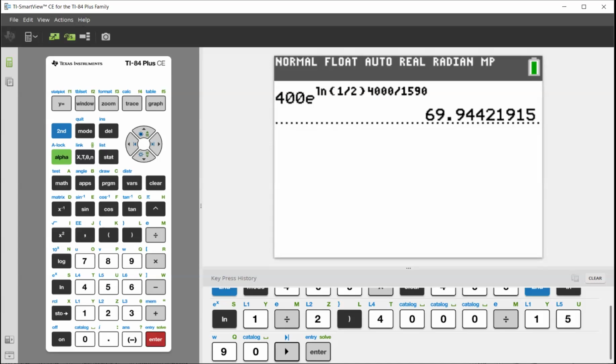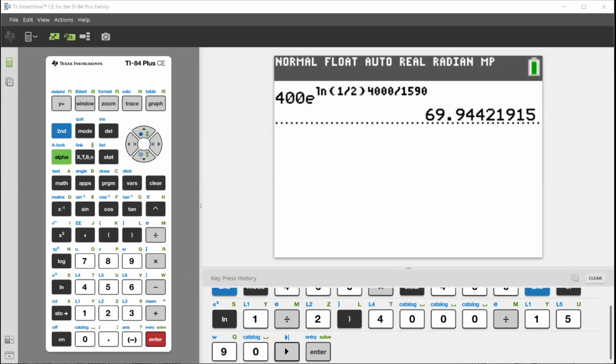Let's see how to round it. The question requires rounding to 2 decimal places. So 69.94, because the digit 4 is less than 5, so we round down. The answer is approximately 69.94. Let me write it down on the note.